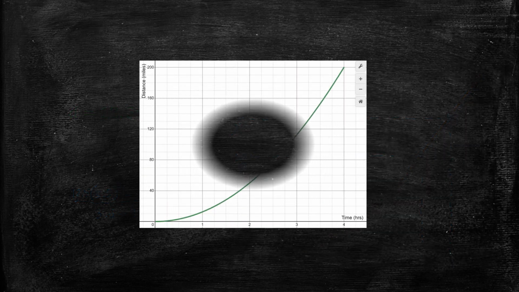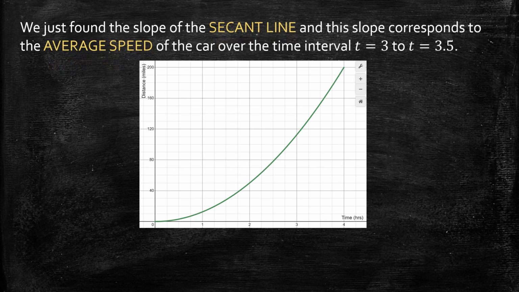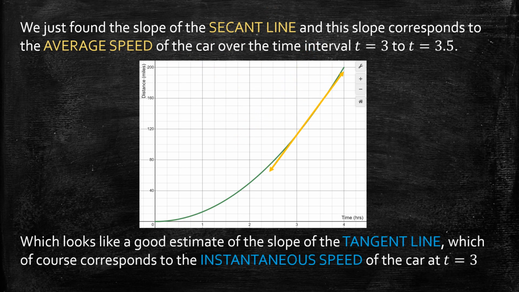So here's our graph again. And we just found the slope of the secant line in the slide before, and this slope corresponds to the average speed of the car over that time interval. So that actually looks like a good estimate of the slope of the tangent line. Let's get that tangent line. So the slope of the tangent line at t equals 3, which of course would correspond to the instantaneous speed of the car, which is what we would like to find.